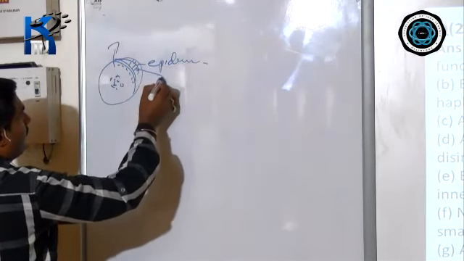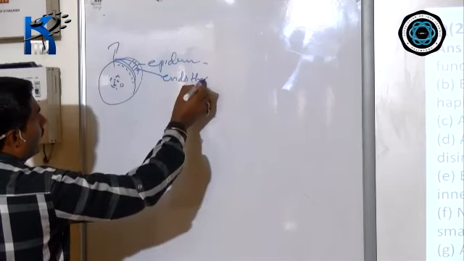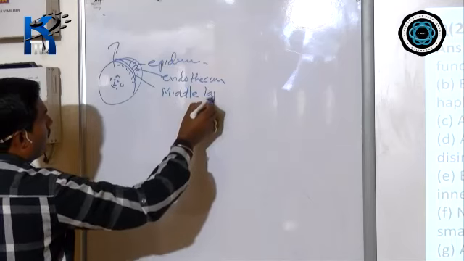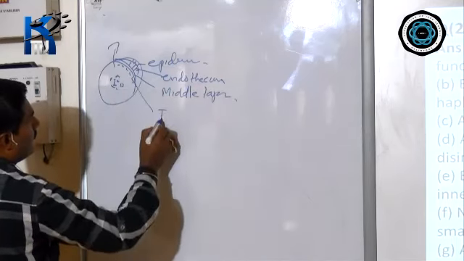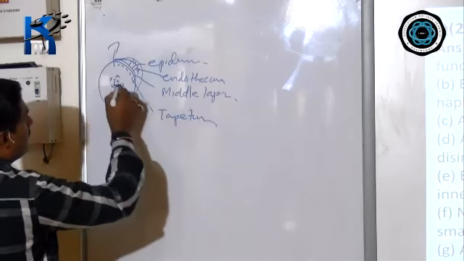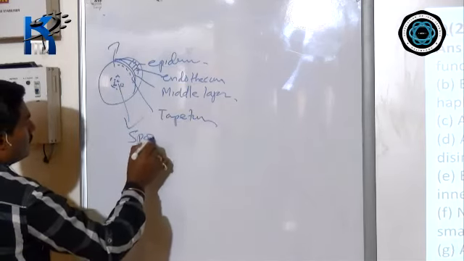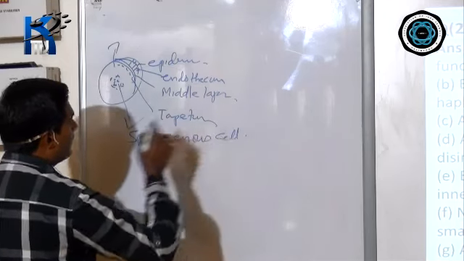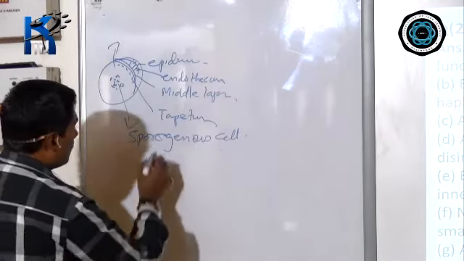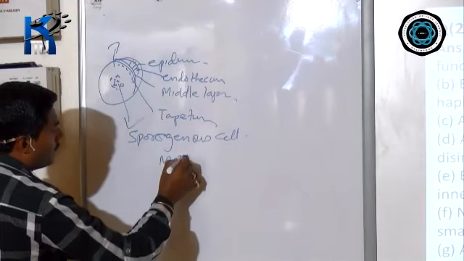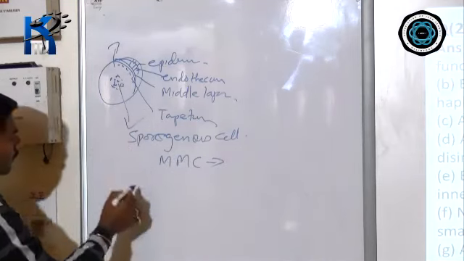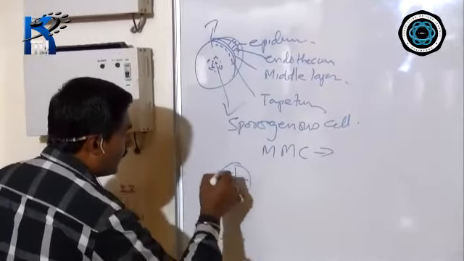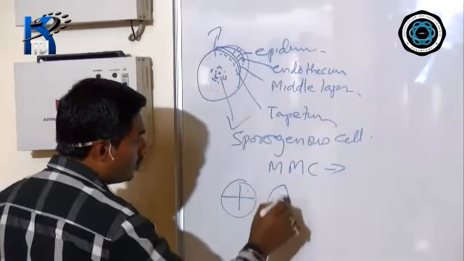Epidermis, then after that endothecium, okay, middle layer, okay, tapetum, and then these are the sporogenous cells. Here you can also call it the microspore mother cell. So from here one cell, now what will happen? One cell will undergo mitotic division, and two cells will get formed.